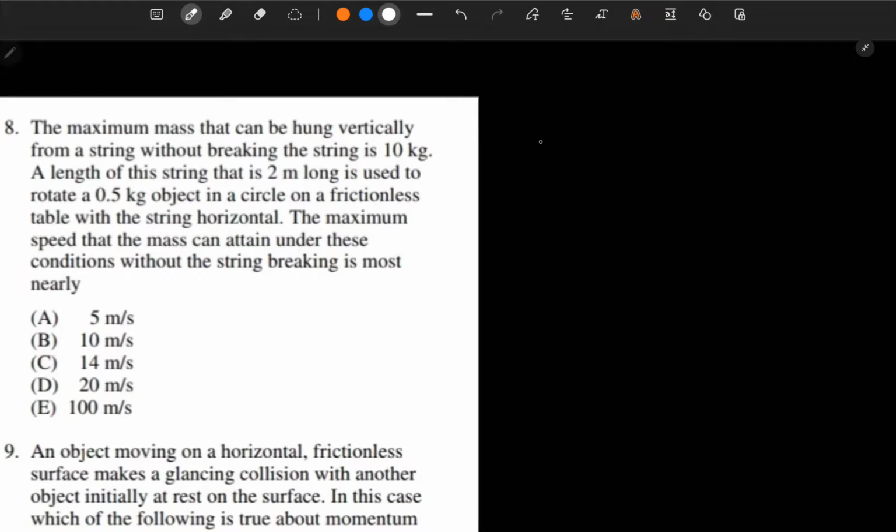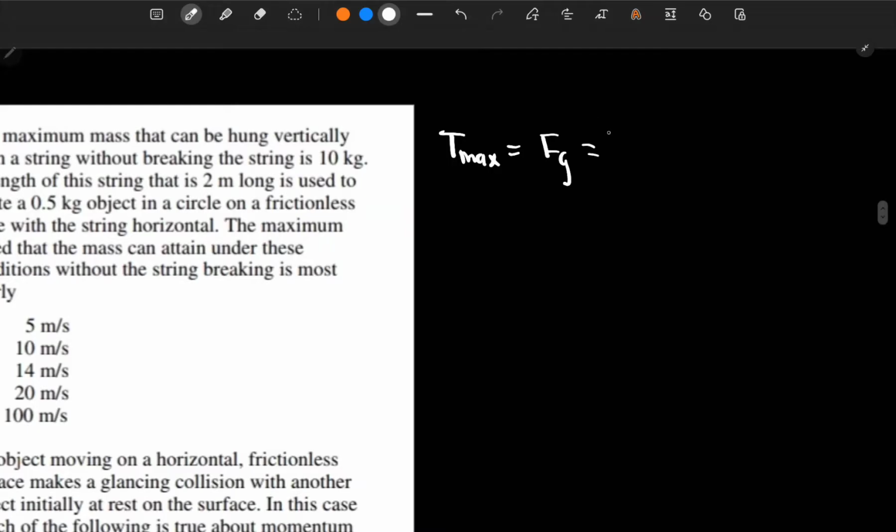Well, to start, we know that the maximum tension that this string can withstand is given by the gravitational force of a 10 kilogram mass. That is, the max tension, which I will call T max, is equal to 10 kilograms times the gravitational acceleration, which is g. On the AP exam, you assume that g is 10, so the max tension is 100 newtons.